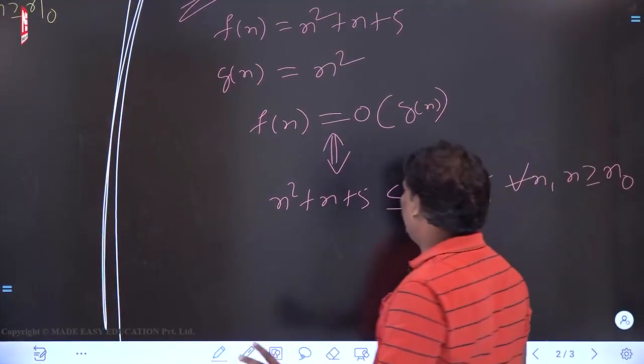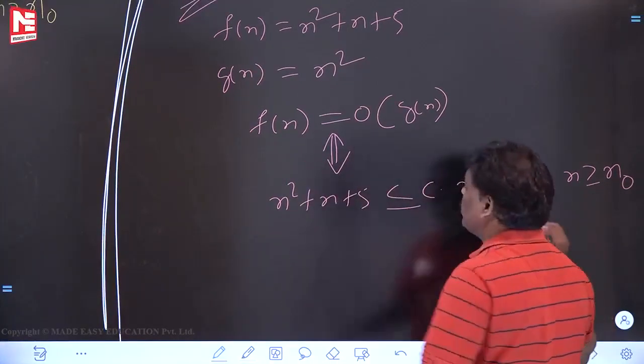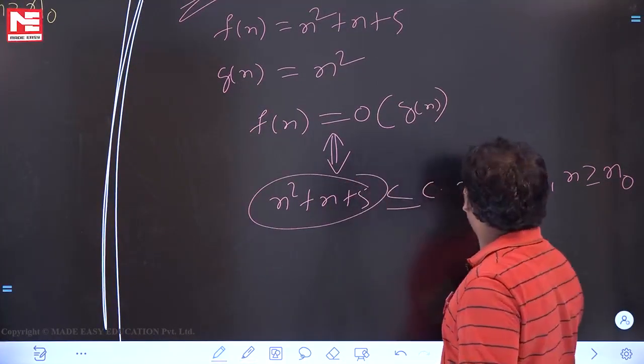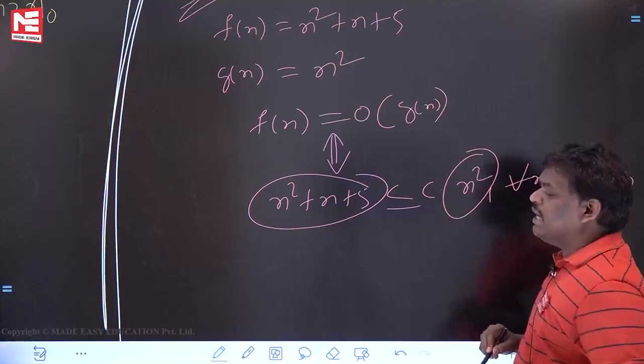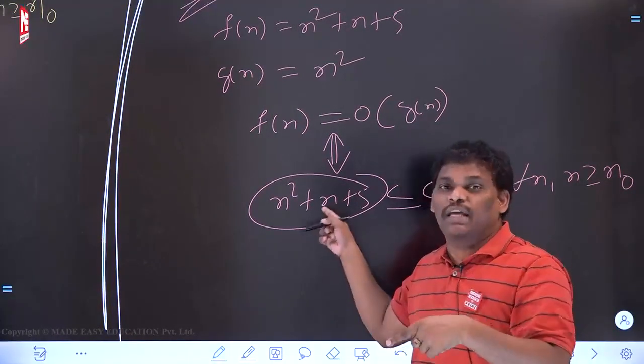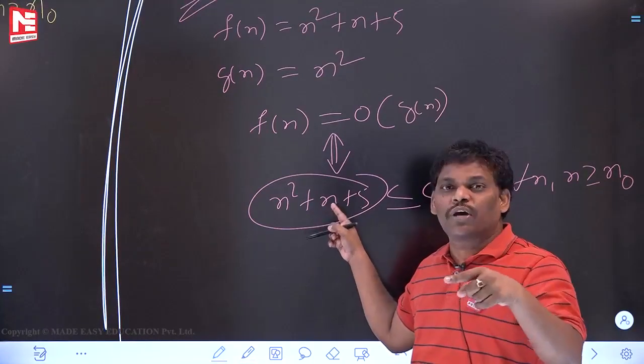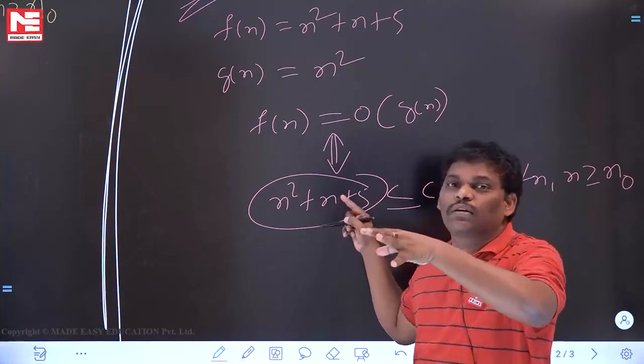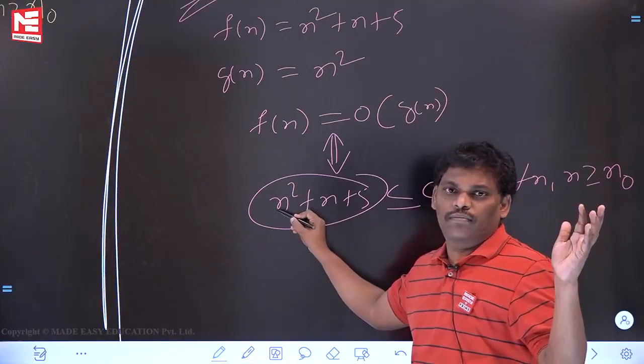Now, can you help me one small thing? You want to prove like this. What is the meaning? Comparing the left side, you want to prove the right side is bigger. Can you help me? What is there on the left side? n square plus something. On the left hand side, if you observe, n square plus something, which is the bigger function? n square.